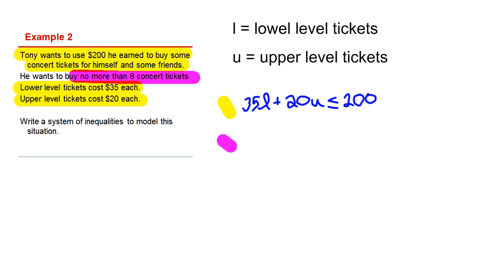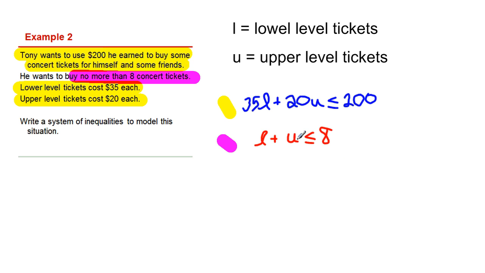Now, the second part, you can't get more than 8 tickets. So the number of lower levels you could buy plus the number of upper levels you could buy can't go more than 8. So that's another less than or equal to. You could get 8, you could go less than, but he doesn't want to go any more. So that's where that part comes in. So those would be your two inequalities. Now for this example only, that's all you would need to do.